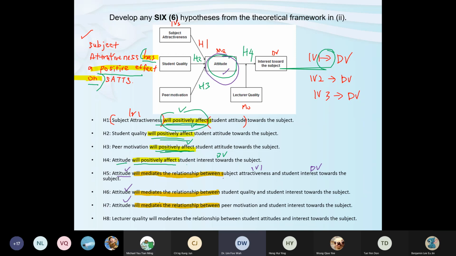And then hypothesis 6. If you write H6, it is also accepted. If you write hypothesis 6 in your exam, it is also accepted. Amplitude will mediate the relationship between the IV2 here and interest toward the study. Amplitude will mediate the relationship between peer motivation, this IV3, and your DV. This is the concept of how you develop your hypothesis.